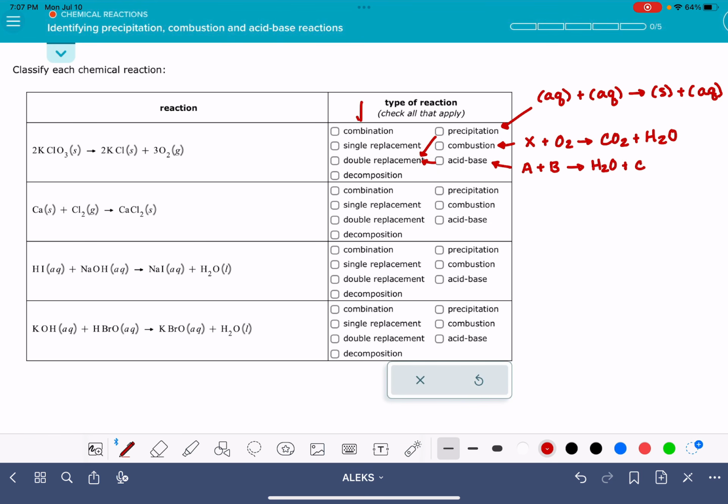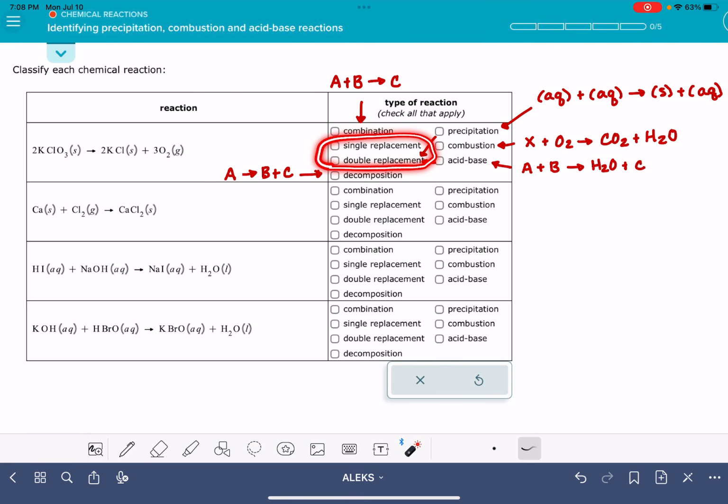Now, a combination reaction, we'll define that. This is where you start with 2 separate reactant molecules and you end with just one single product. Those are pretty easy to identify. A decomposition reaction is the reverse of that. You start with one reactant and it turns into 2 products. So again, that's also pretty easy to identify.